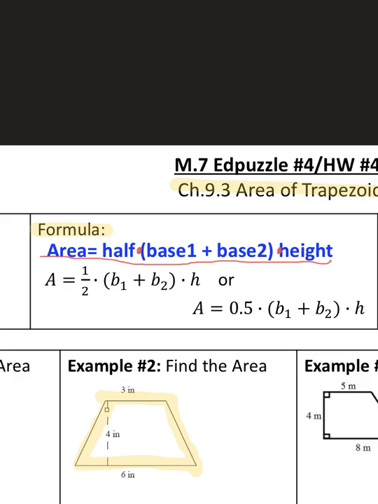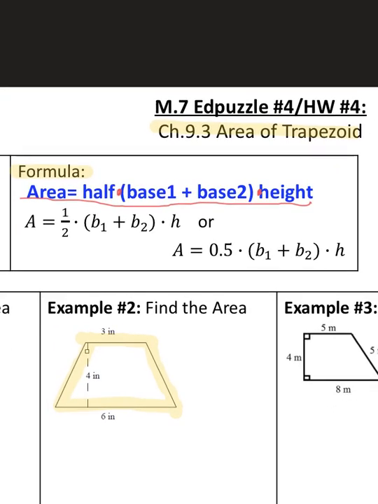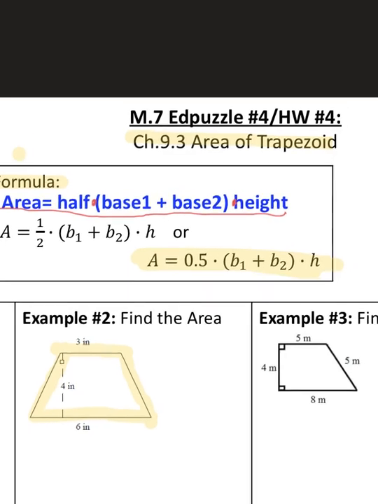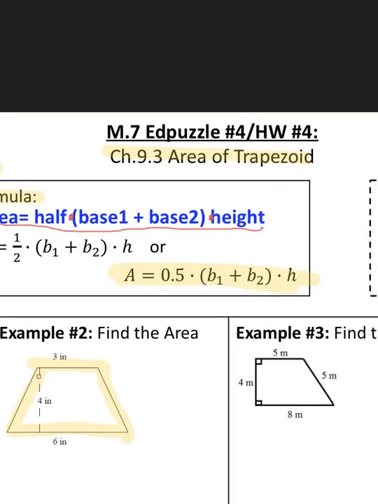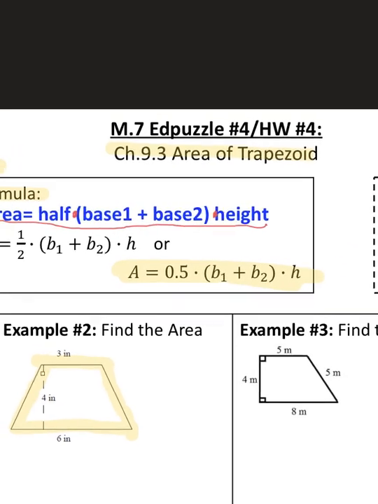So when we shorthand it, you're given these 2 formulas. I would suggest using this formula with the 0.5 because it's easier to use. So you have 0.5 times B1, which means base 1, plus B2, which means base 2, times H, which is your height. So that's the formula you need to be writing down right now.